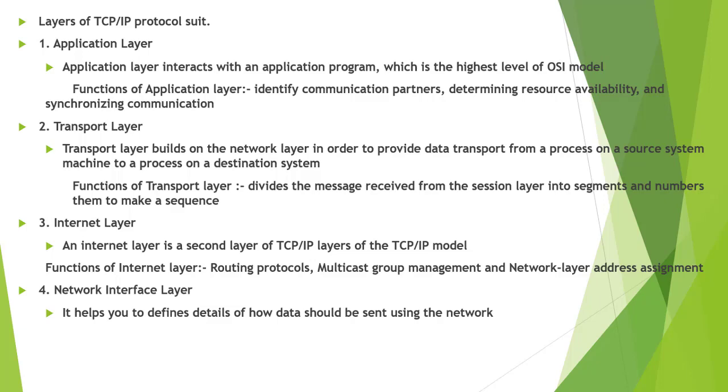The application layer interacts with an application program, which is the highest level of the OSI model. The application layer is the OSI layer which is closest to the end user. It means this layer allows the user to interact with other software applications. Some of the functions of the application layer: it helps you identify the communication partner, determine resource availability, synchronize communication, and it also allows the user to log onto a remote host.